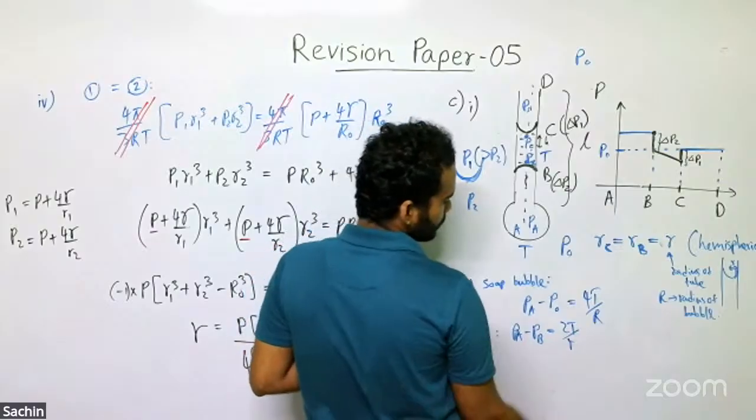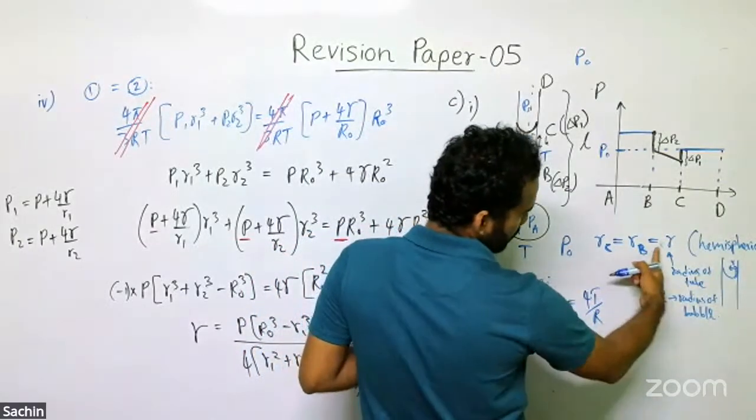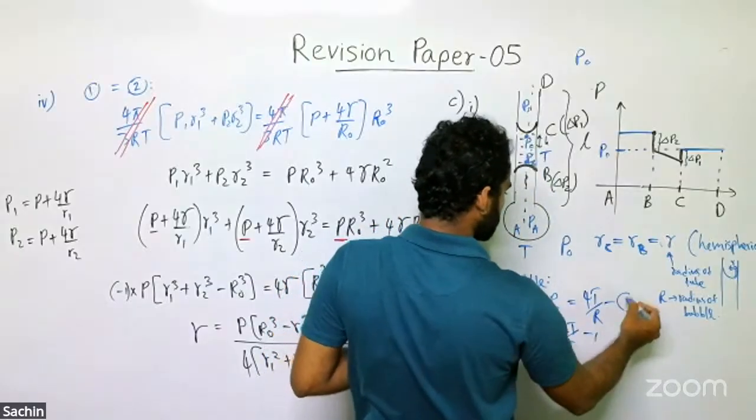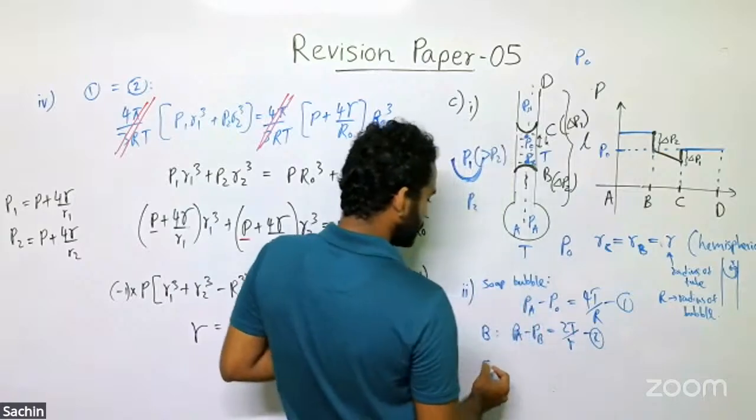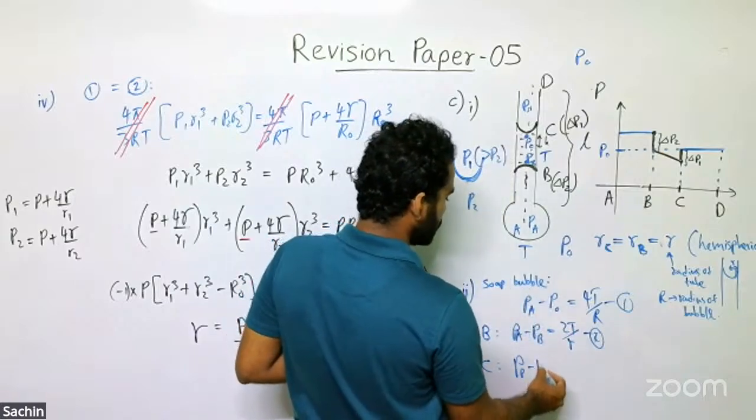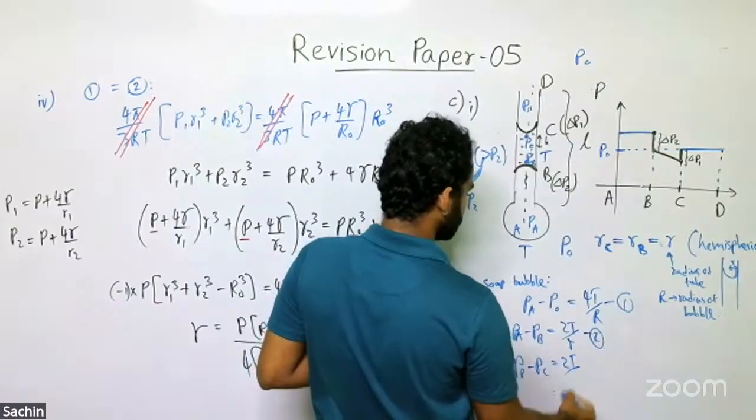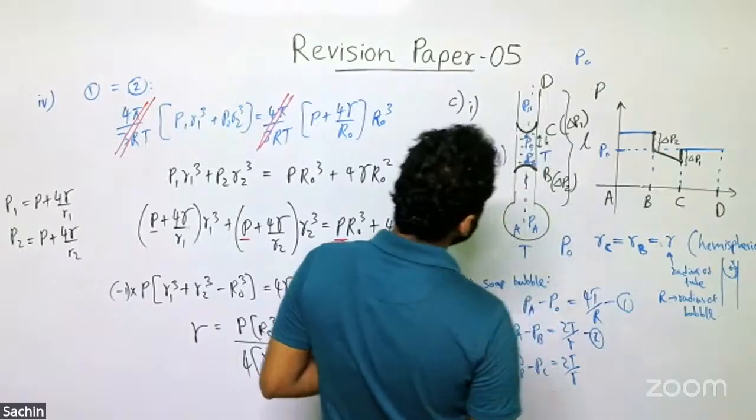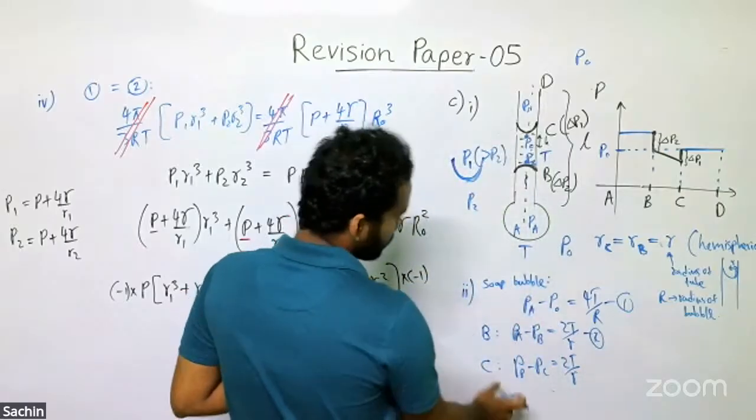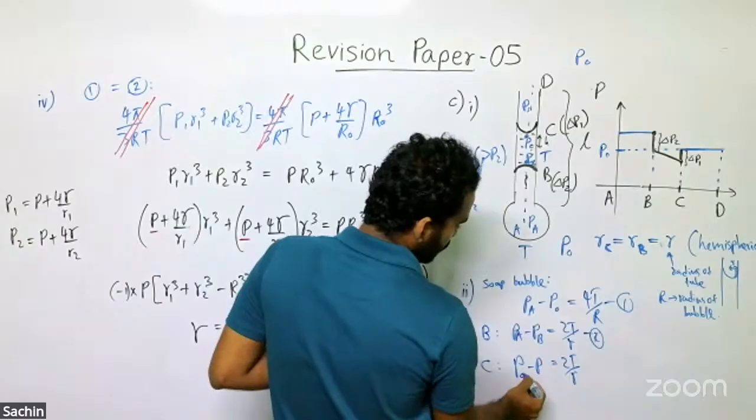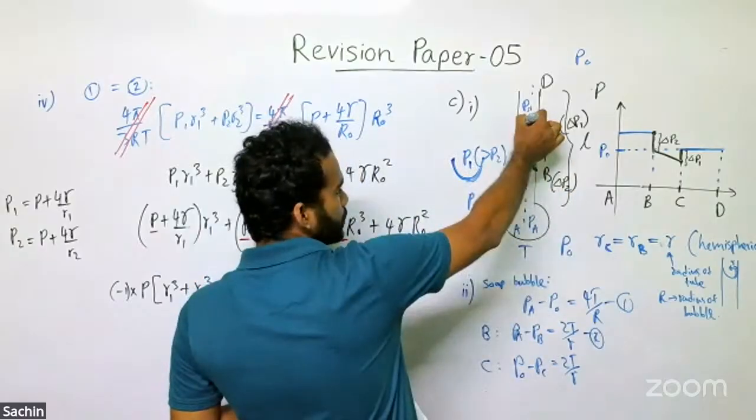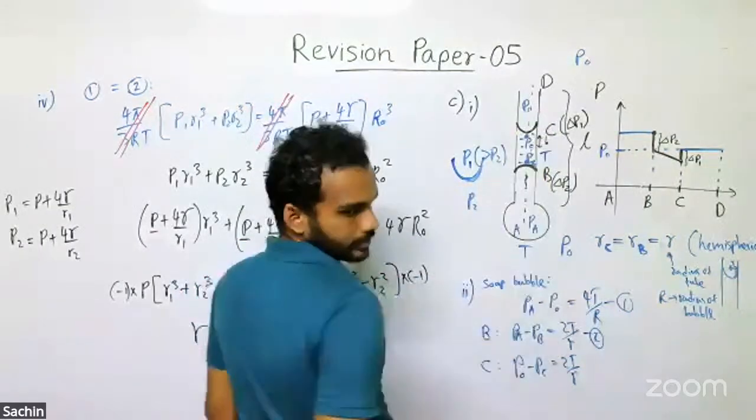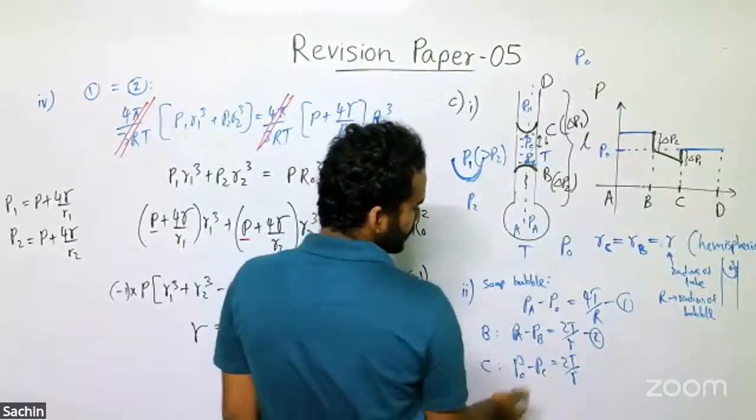Now the radius is simple R. You know, if it is hemispherical, the radius is the same radius of the tube. So this is the first equation, this is the second equation. And if you consider C, PB minus PC is equal to 2T over simple R again. Sorry, P naught minus PC. So when you consider the meniscus at C, one side it is P naught, the other side it is PC. P naught is higher. By the curvature, P naught is higher.